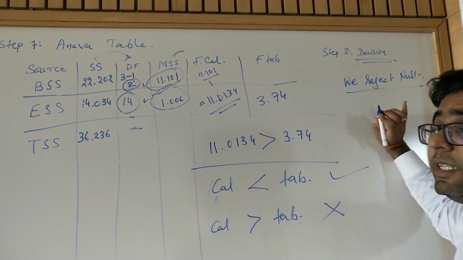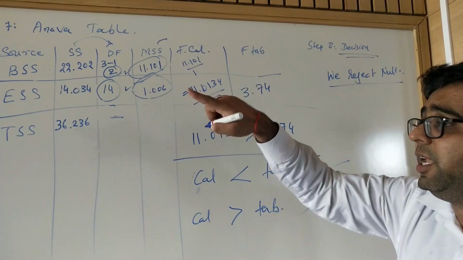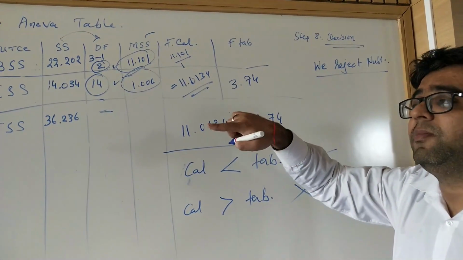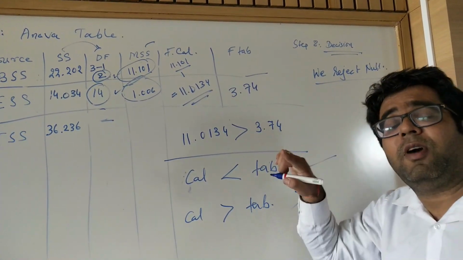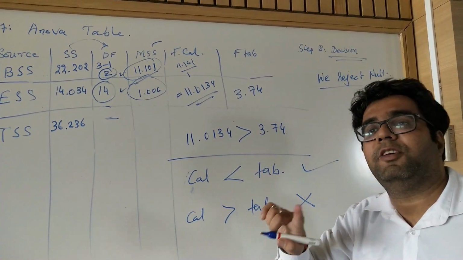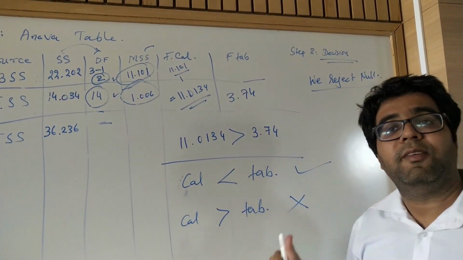Now see what it suggests: that among the three population means from the samples, at least one population mean differs.